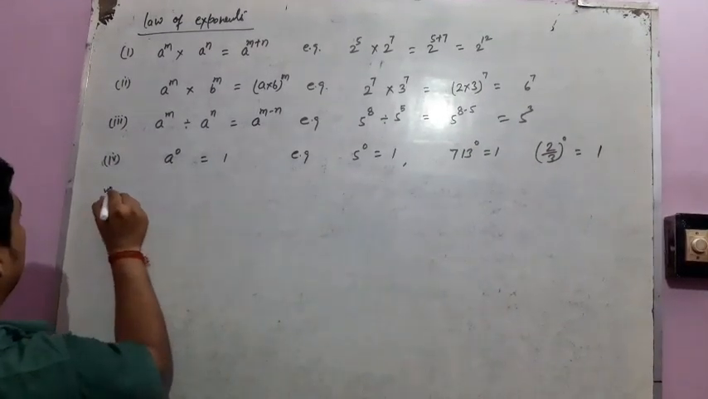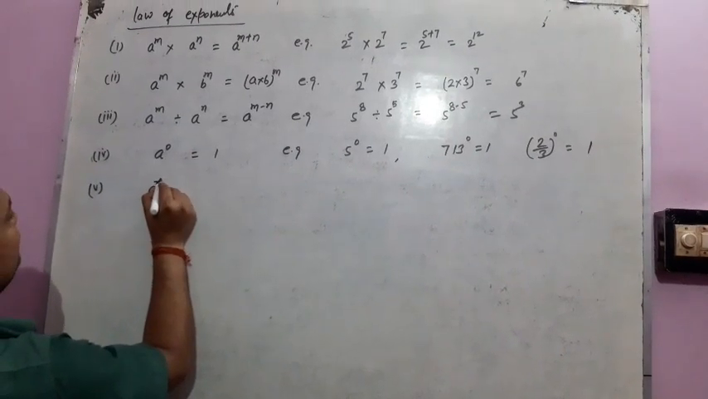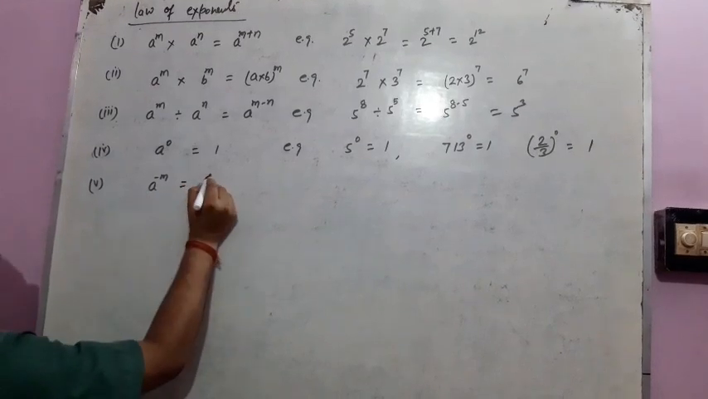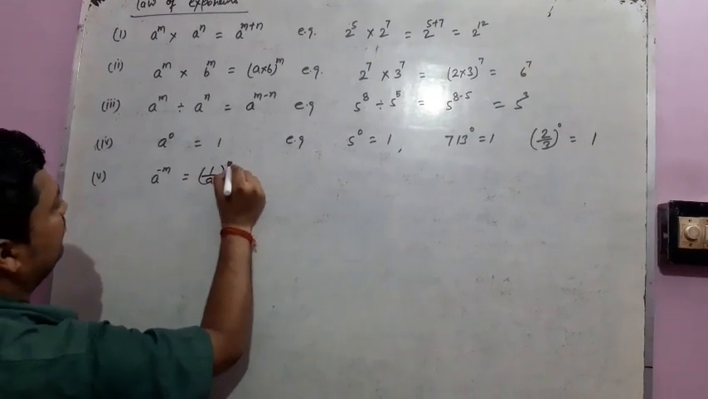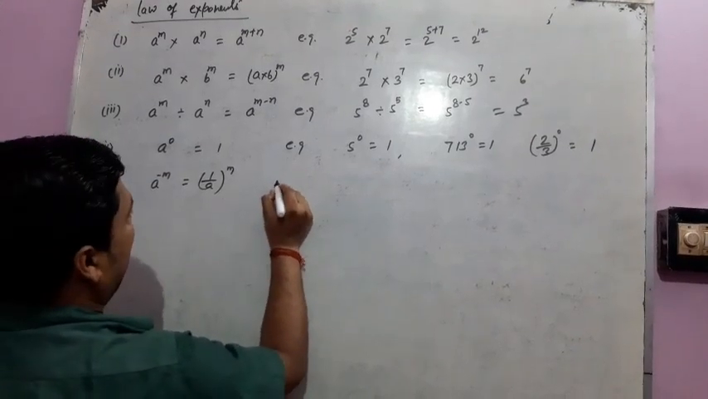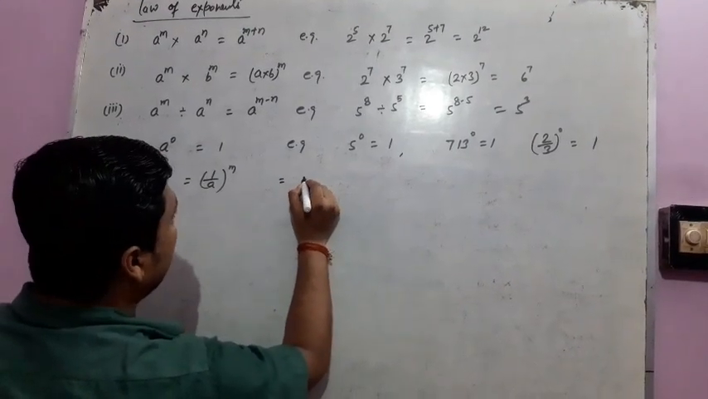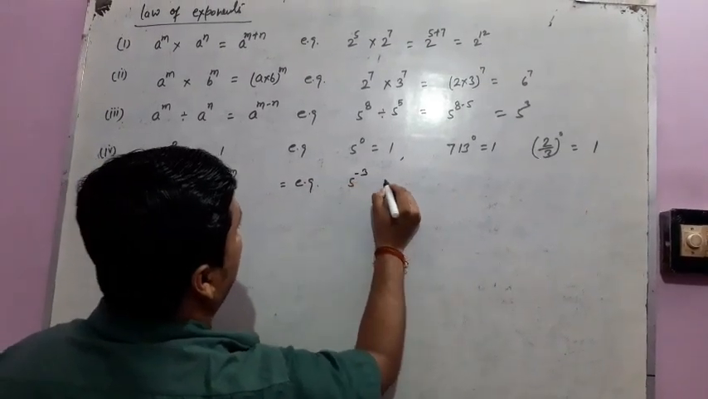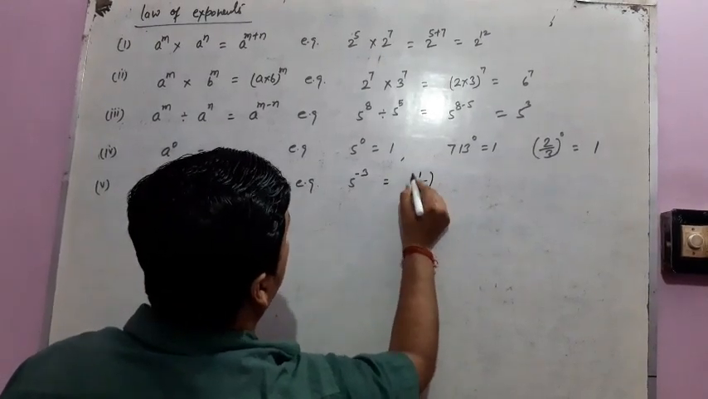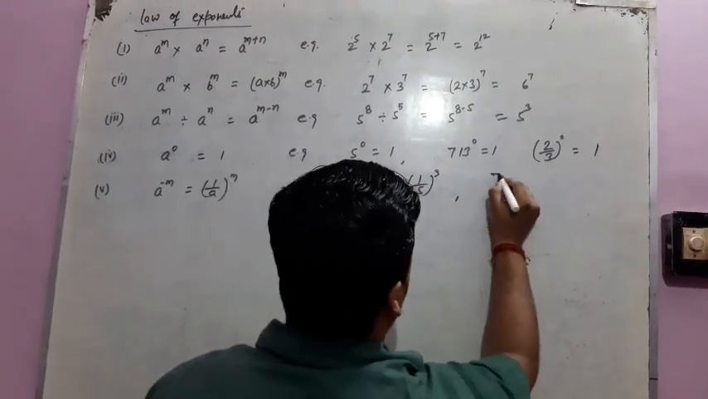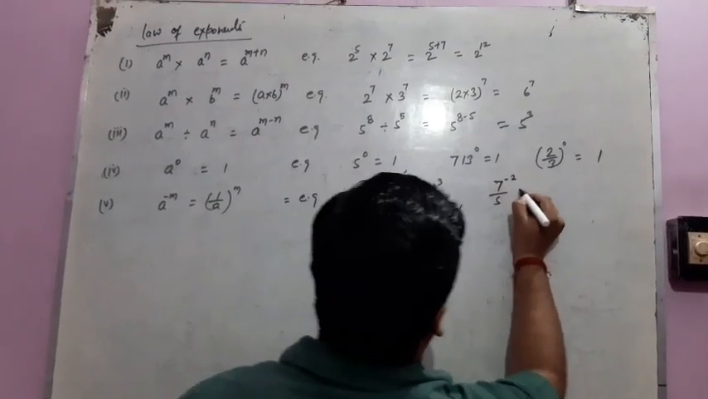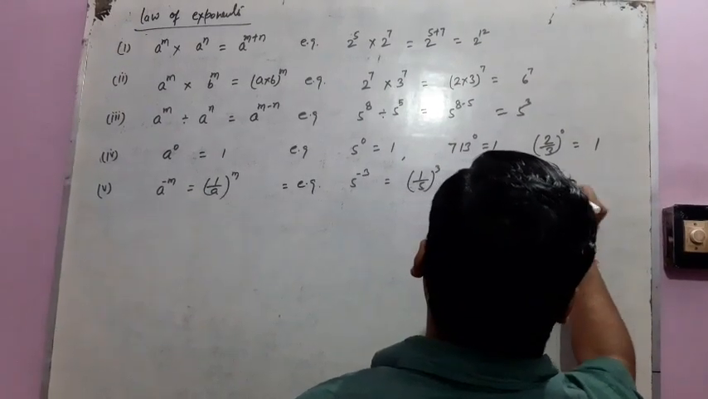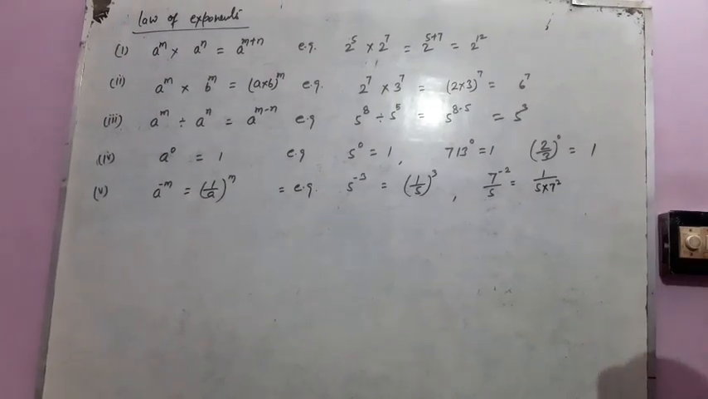Now law number 5. If a number has a negative exponent, then for removing this negative sign, we write the reciprocal of the number and give that exponent. For example, if 5 has power minus 3, then we write 1 by 5 cubed. Suppose it is written as 7 by 5 to the power minus 2. Then what is the answer? 1 by 5 into the square of 7. Like this we solve it.